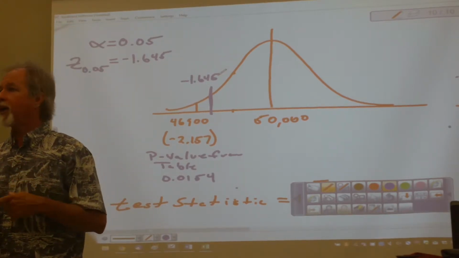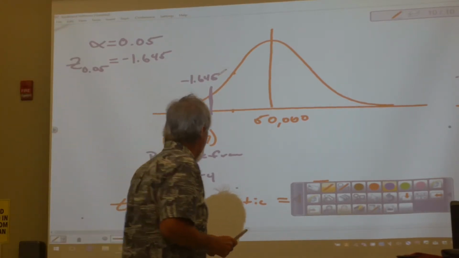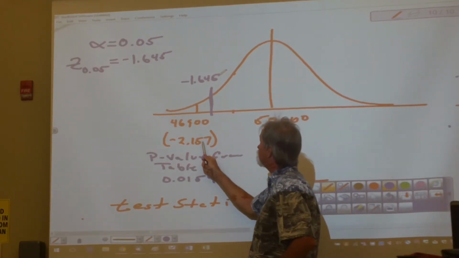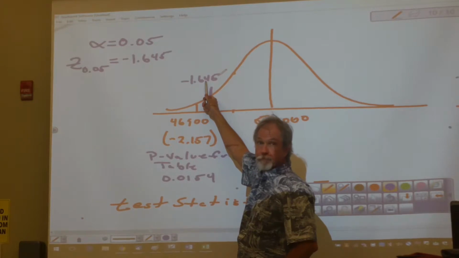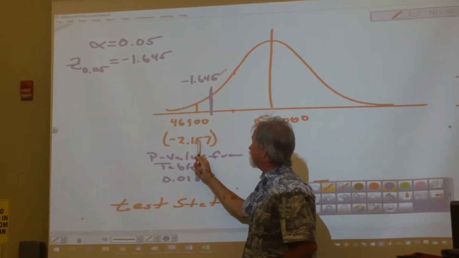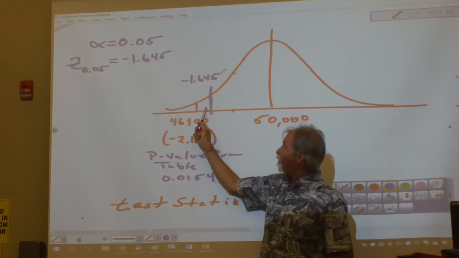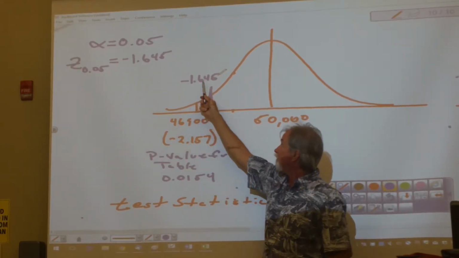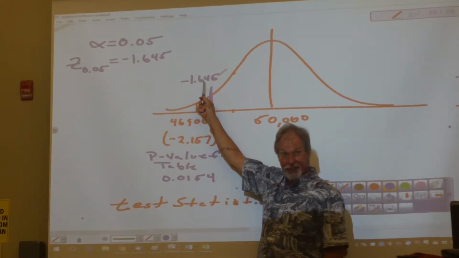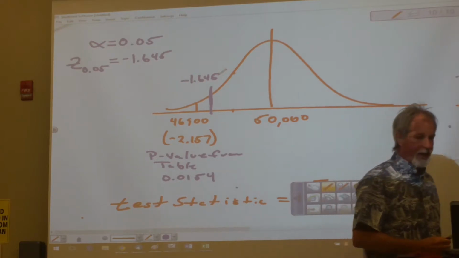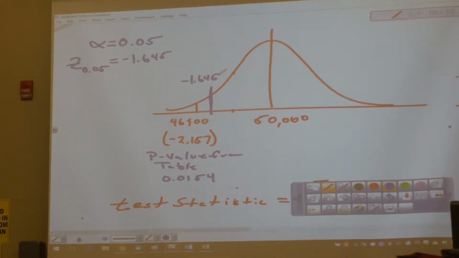Now here's where I make my decision. I can either compare this number to this number, I can compare these two numbers. If this number is out in the tail, which in this particular case means it's less than this, that means I reject the null hypothesis.